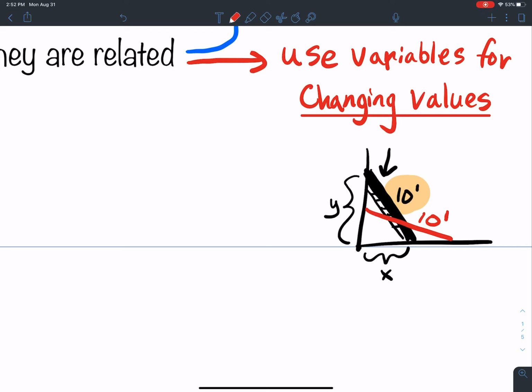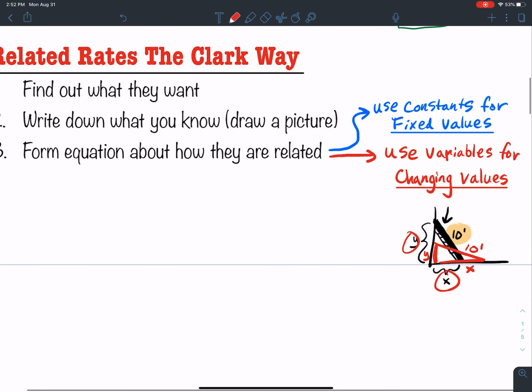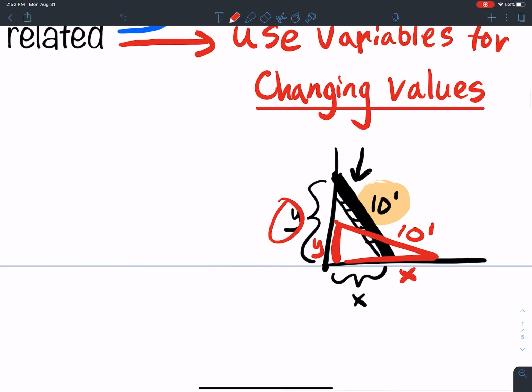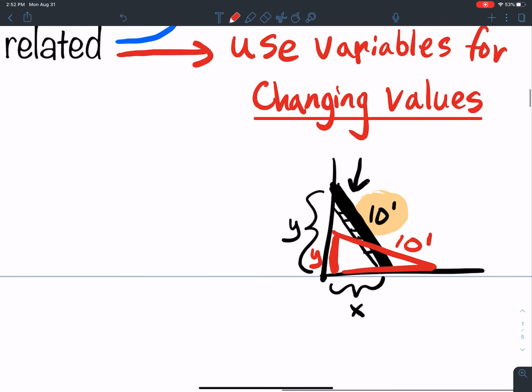But the height of the ladder, the y, it changes, and the horizontal distance here changes as well. That's why I use the variables there, okay? So use constants where the values stay the same, and use variables like x and y where the values are changing. So maybe you want to know the speed at which the ladder is falling down. So dy/dt, how quickly is the height of the ladder changing as time changes, okay?